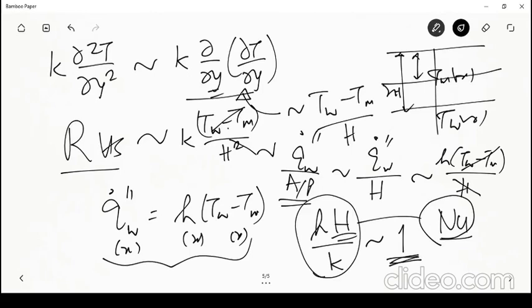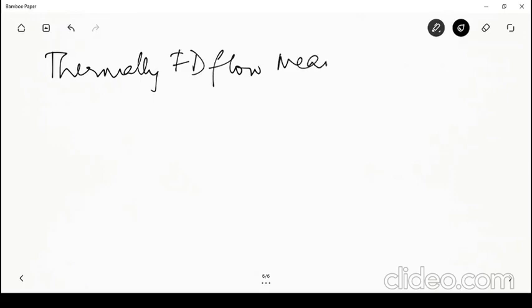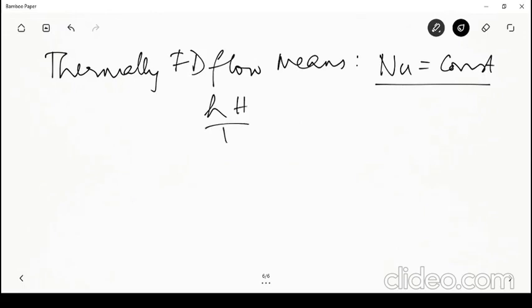This is a very interesting result, because irrespective of whether it's constant wall temperature or wall flux, when the flow is fully developed in laminar flow, the Nusselt number becomes a constant which is of the order of 1. So this is basically the important result. So what is the definition of full development then? Because we have been groping for what becomes constant. So we say thermally fully developed flow means the Nusselt number is a constant.